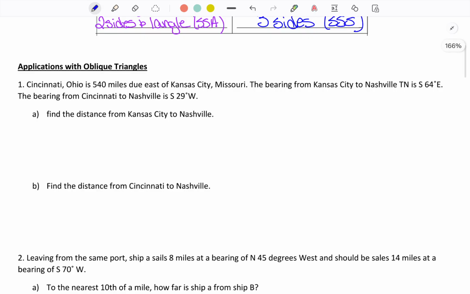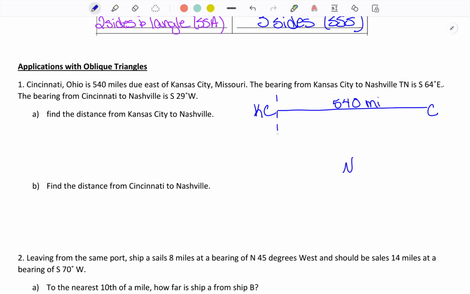So for number 1, we have that Cincinnati, Ohio is 540 miles due east of Kansas City, Missouri. The bearing from Kansas City to Nashville, Tennessee is south 64 degrees east, and the bearing from Cincinnati to Nashville is south 29 degrees west. So first of all, we have Kansas City, and then we have Cincinnati. Those two cities are 540 miles apart. And then we have Nashville, that is south of both of them.